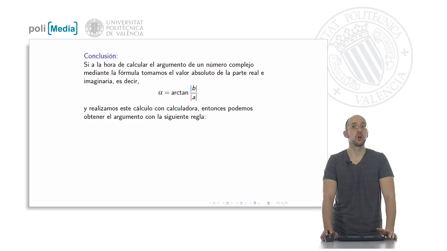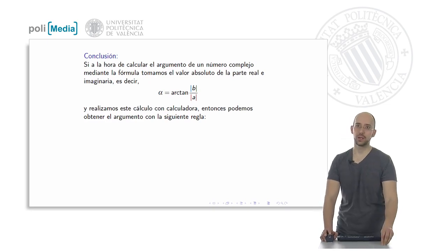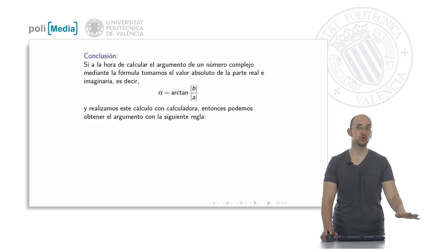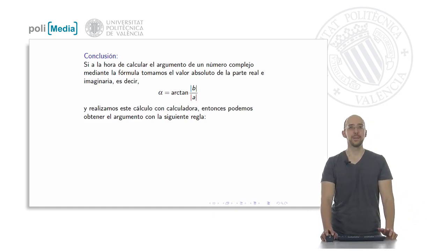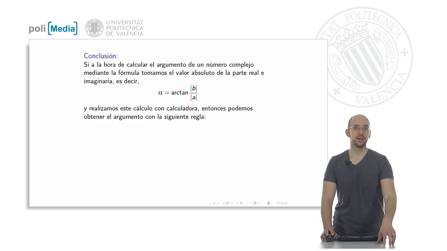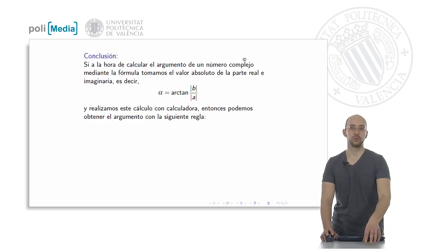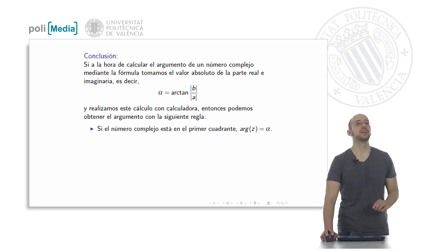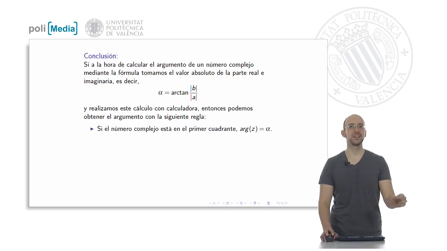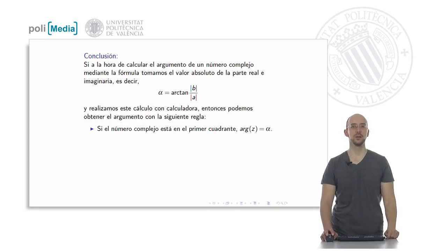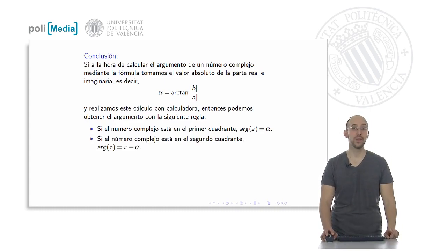How can we summarize all this? If we want to calculate the argument of a complex number, we can calculate the arctangent of the absolute value of the imaginary part divided by the absolute value of the real part. So we forget about the signs, and then we find where the complex number is. If we calculate that alpha as the arctangent of the absolute value of b divided by the absolute value of a, we have to follow the following rule. If the complex number is in the first quadrant, then the argument of z is exactly the value we have obtained. On the other hand, if the complex number is in the second quadrant, that is, the real part is negative and the imaginary part is positive, in this case we should do the following.